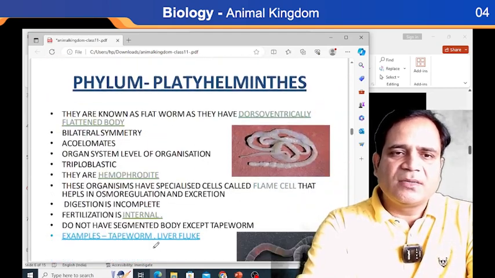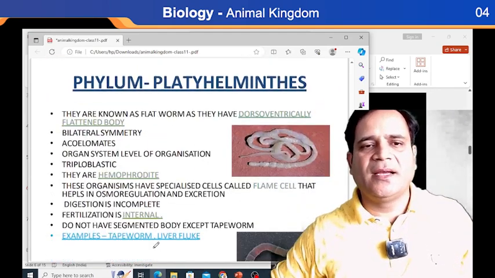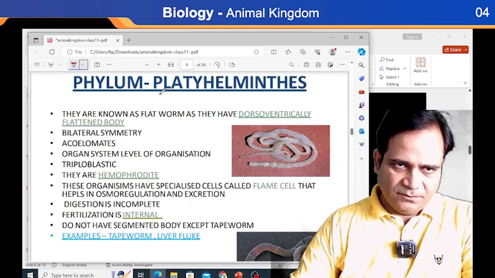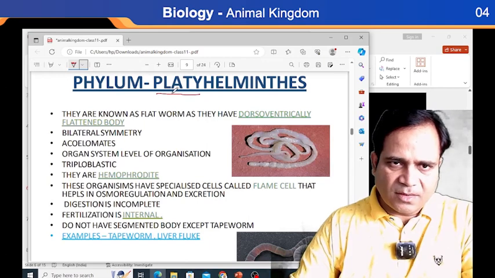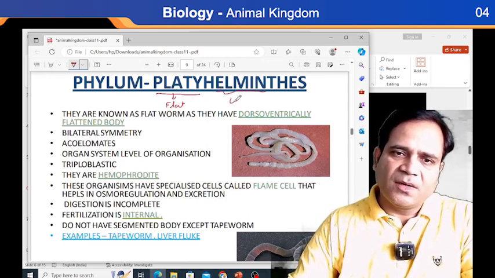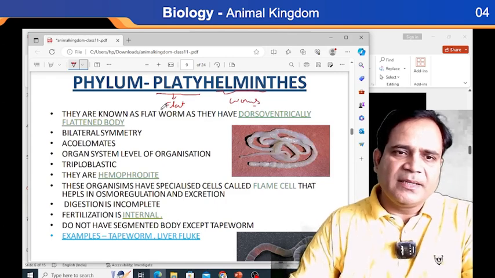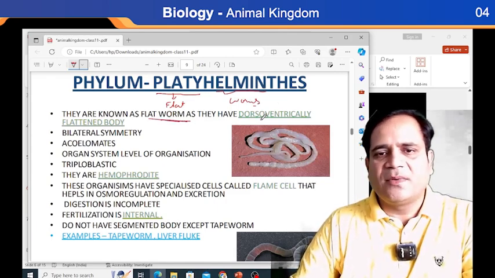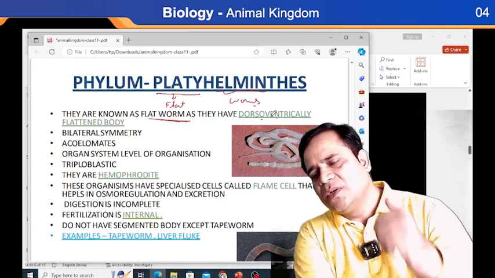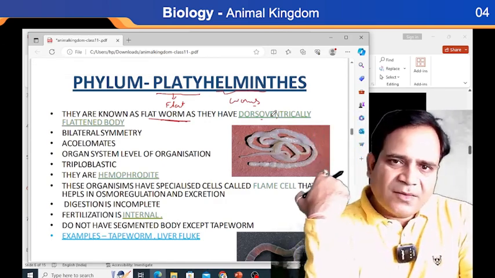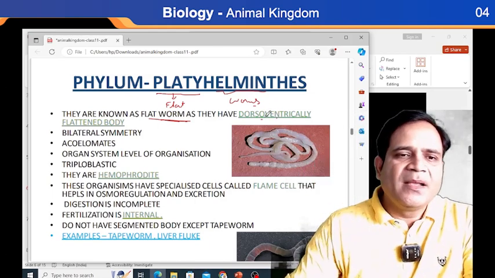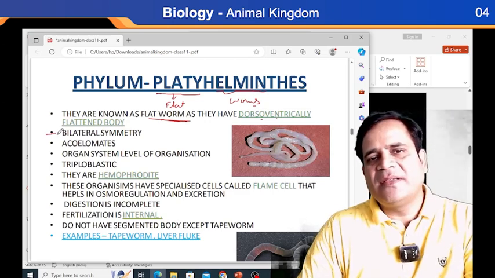Correct? Now see what things are in phylum Platyhelminthes. Platy means flat. So if anybody asks you about platy, platy means flat. Helminthes means worms, that is, flatworms. They are known as flatworms. They have a dorso-ventrally flattened body. Dorso-ventrally means from back to front, that is flattened. Clear?